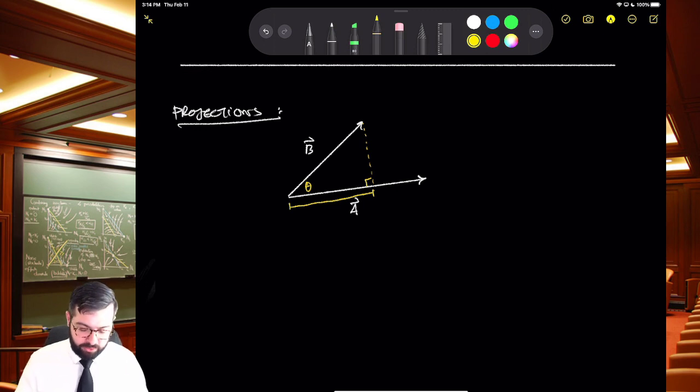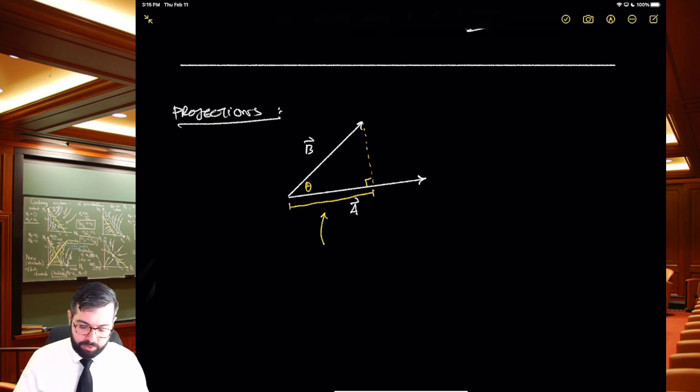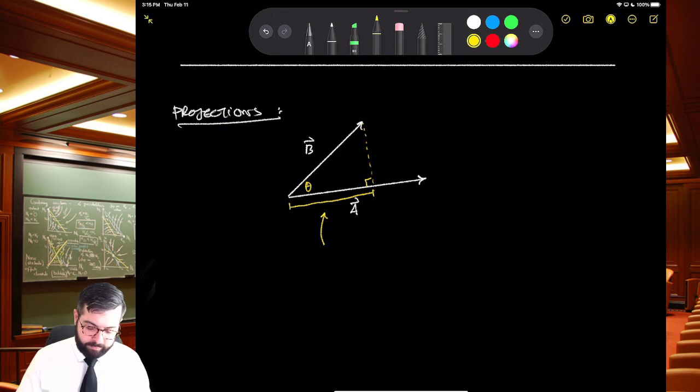And if I were to ask you, what is the length of this side of this right triangle that I just made up, this projection? Isn't it like B cosine theta? Yeah, it's B cos theta. That's right. But not B the vector, we're talking about B the length. The magnitude of B. The magnitude of B cosine theta is this guy here.